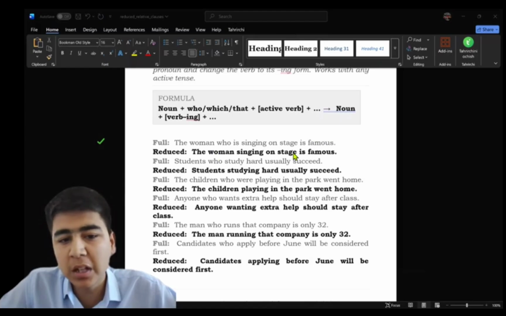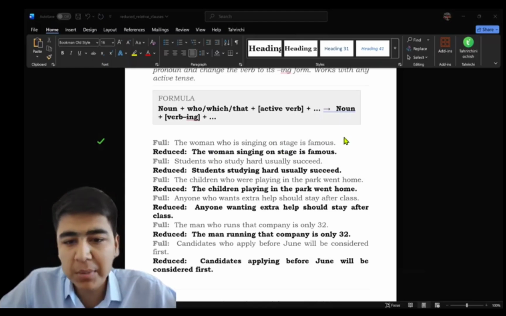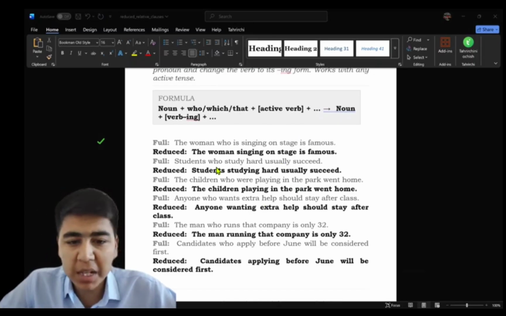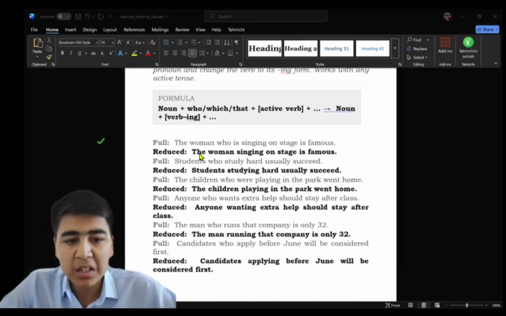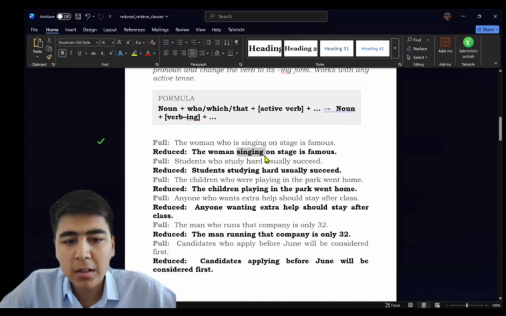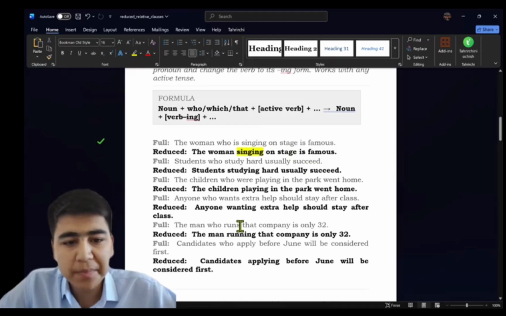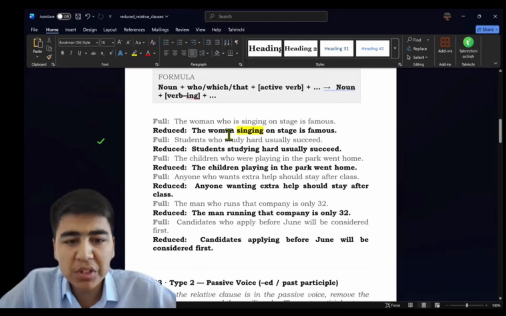It's about the woman, and she is a famous singer, and she is singing. We have three pieces of information here. And we can make it even more advanced, like, the woman singing on the stage is famous, as you can see. So we removed this part, right? Who is.